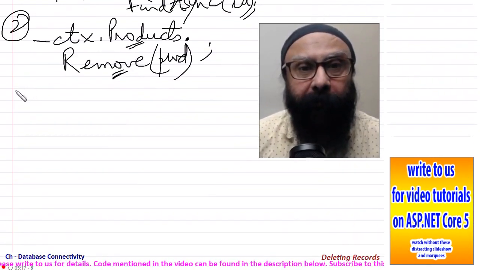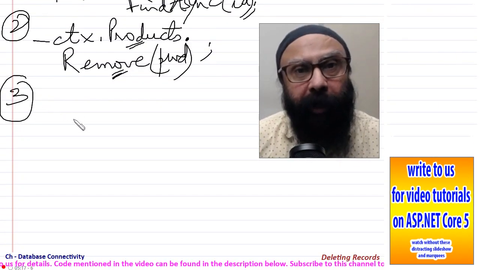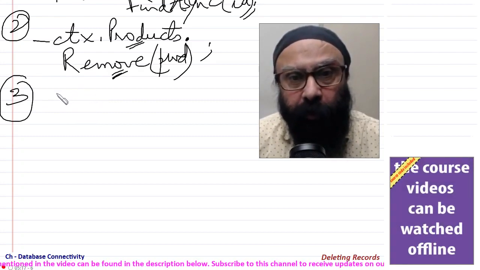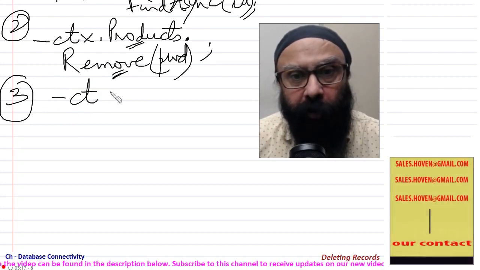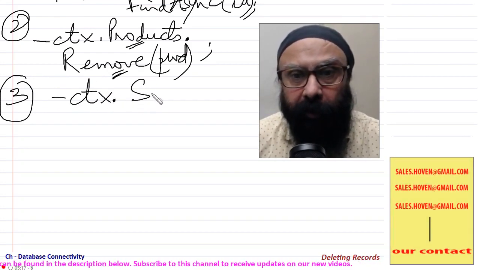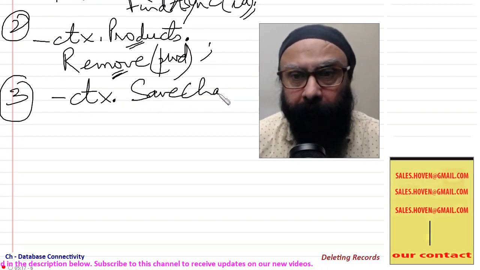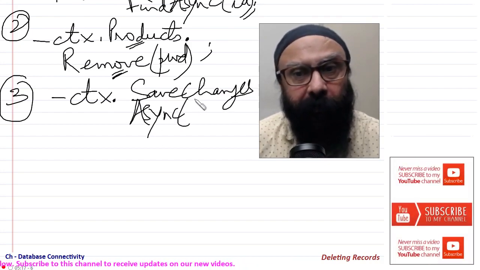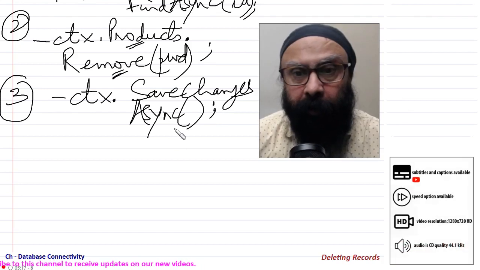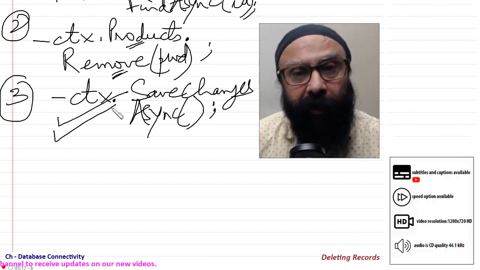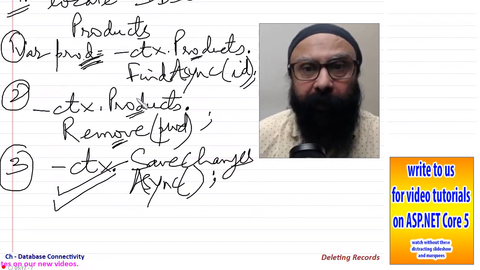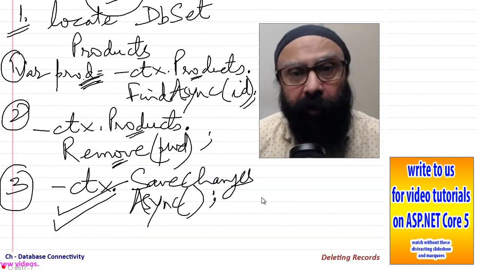And the third step is to actually carry out the deletion in the database. For that, what we will write is _context.SaveChangesAsync or SaveChanges, whichever pattern you use. This will actually cause the final deletion from the database. So these are the three steps of our scheme that you can review.